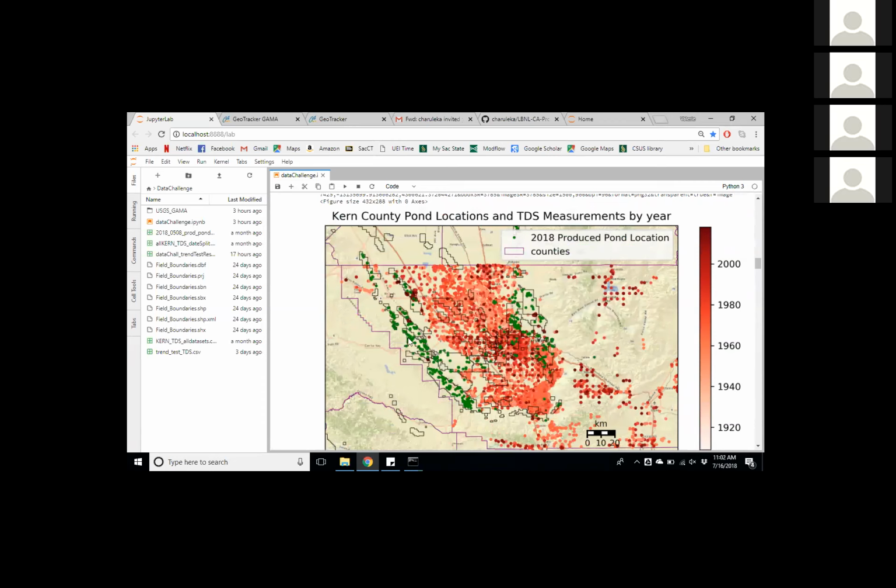The green dots are the produced pond locations taken from the Central Valley webpage. And these black polygons that you see within are oil field boundaries that are uploaded from a shapefile retrieved from the Department of Conservation, Division of Oil, Gas, and Geothermal Resources website.